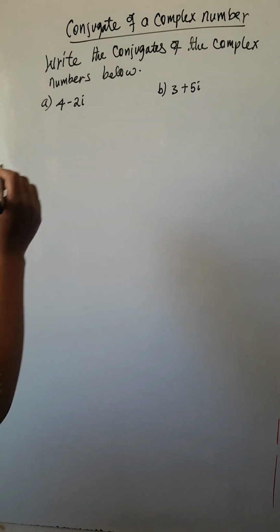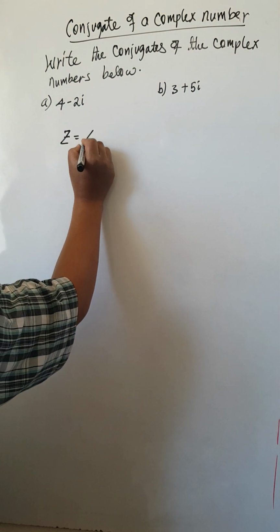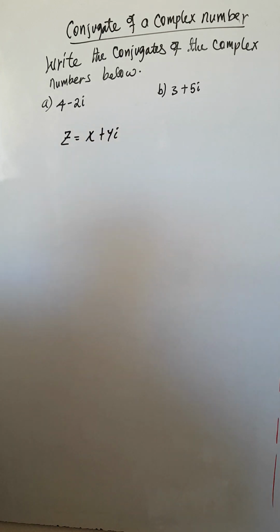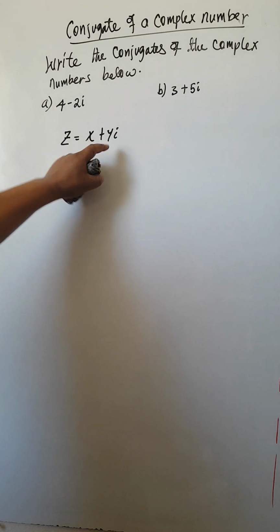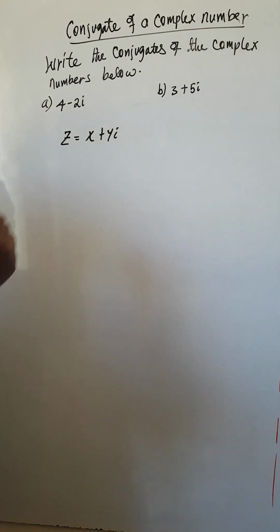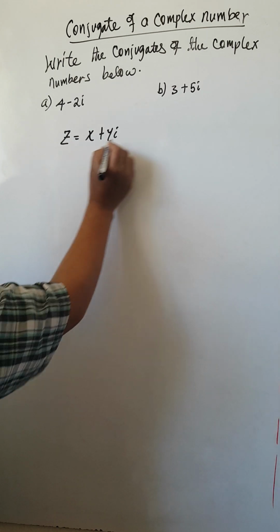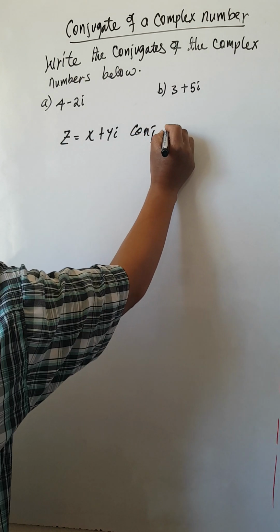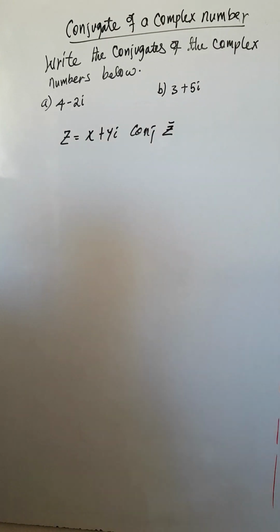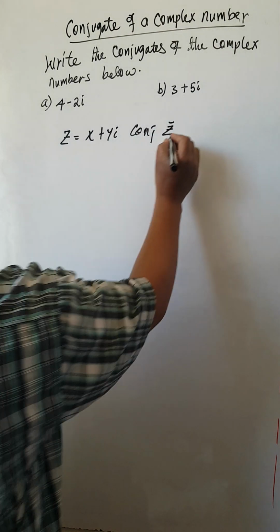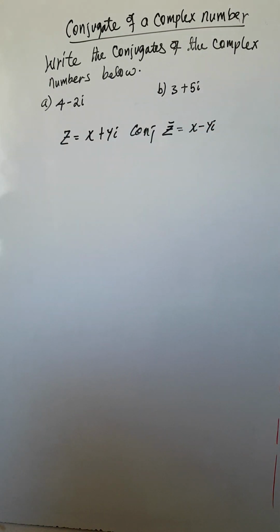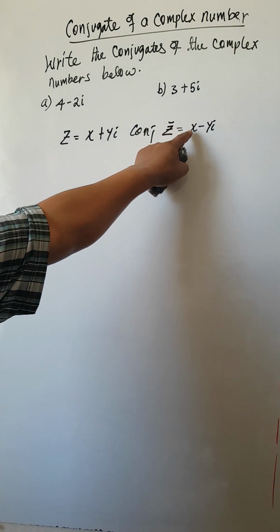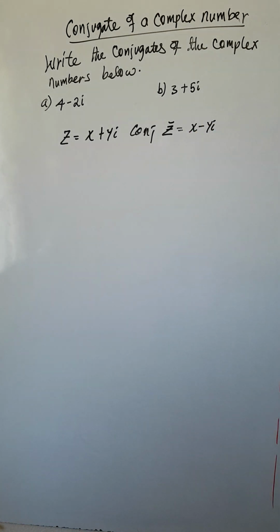If we have a complex number z, which is represented as x plus yi, we know that x is the real part of the complex number, and yi is the imaginary part. Then the conjugate of z is written as z bar, which is equal to x minus yi. For any complex number x plus yi, its conjugate z bar is equal to x minus yi.